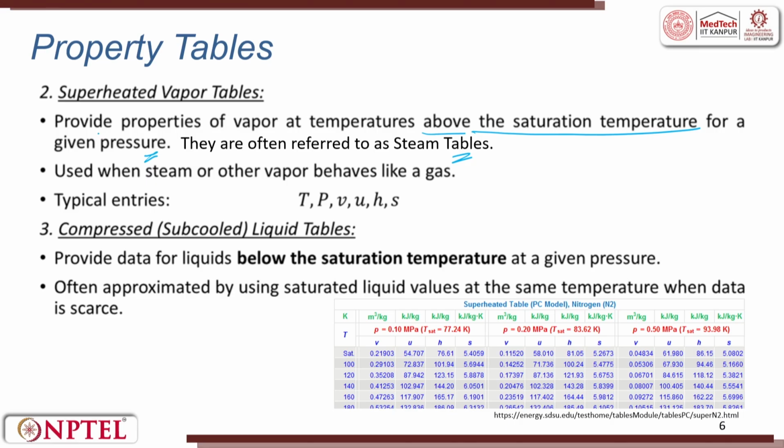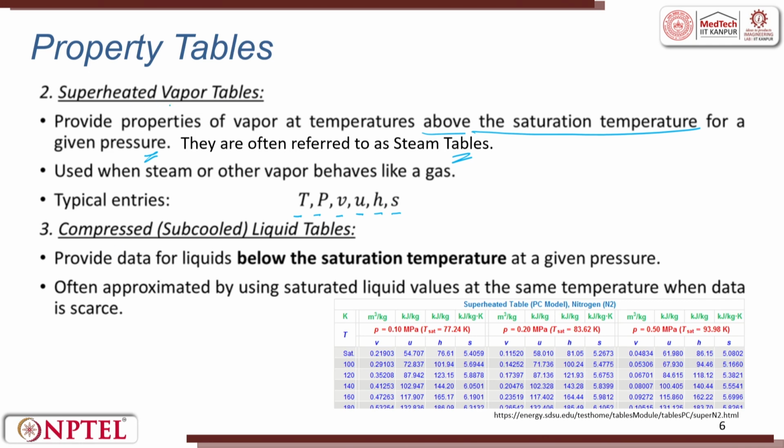So, look at it. Provides properties of vapor at temperatures above the saturation temperature for a given pressure. Used when steam or other vapor behaves like gas. So, they typically have entries like T, P, V, U, H and S. The same thing, temperature, pressure, we have specific volume, internal energy, enthalpy and entropy.